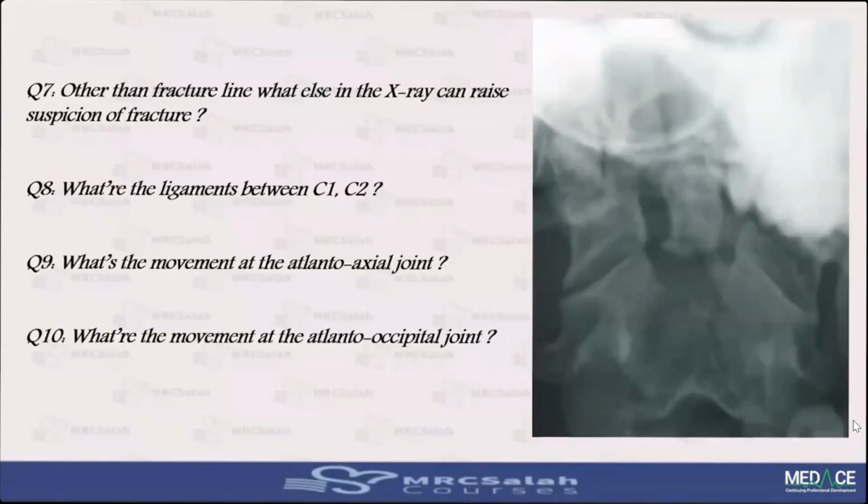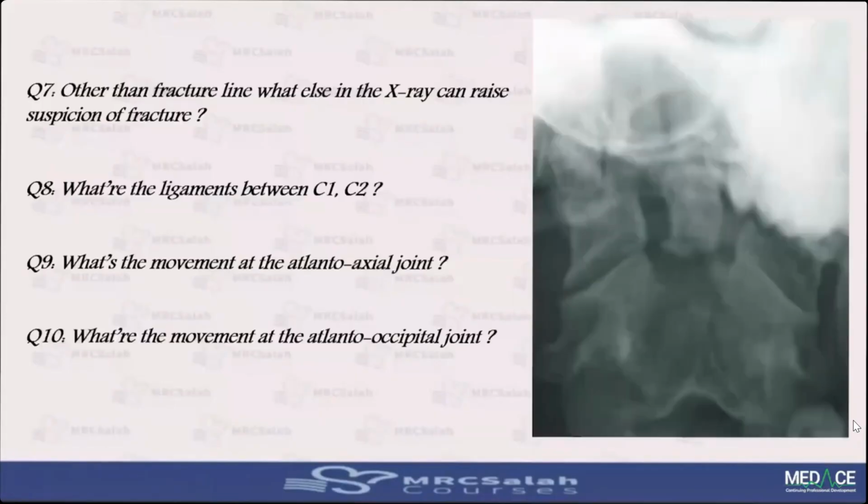And we have lateral flexion, sorry, lateral flexion. So the axial rotation occurs at the level of the atlanto-axial joint, while the lateral flexion occurs at the atlanto-occipital joint.